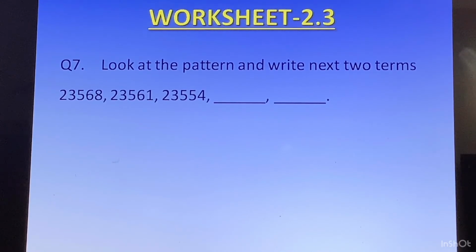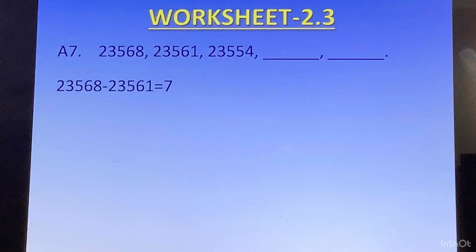Now what number will you subtract? For that, let us first find the difference between the first two. 23568 minus 23561, which is 7. Let us cross-check it once again and find the difference between the second and the third term. That should also come out to be 7. So the difference between 23561 and 23554 is 7.